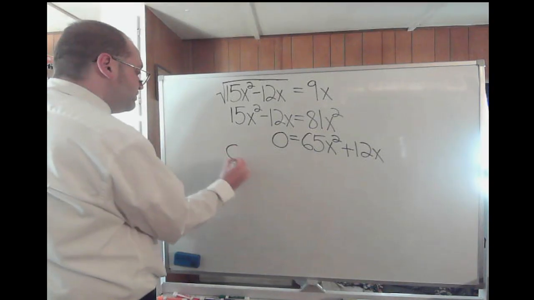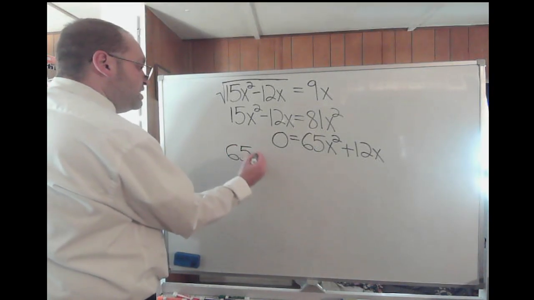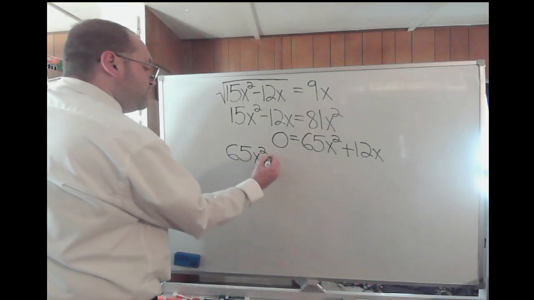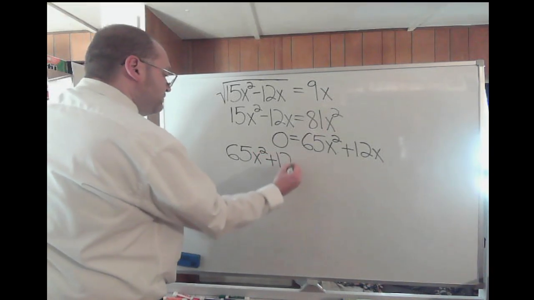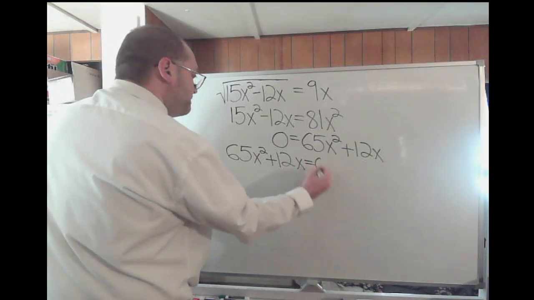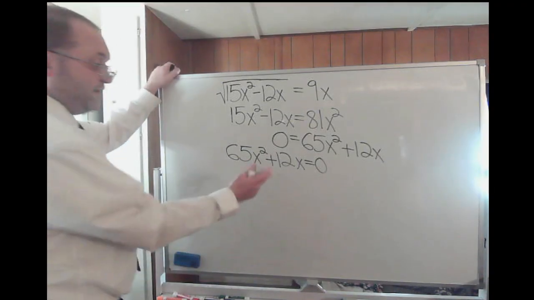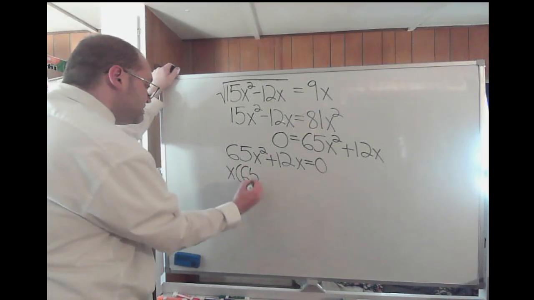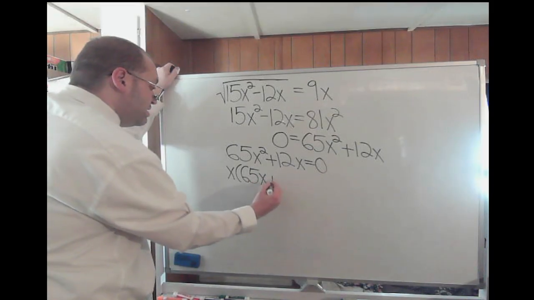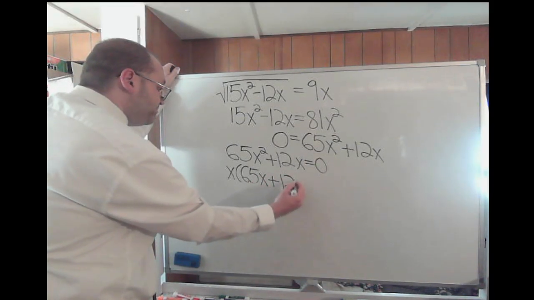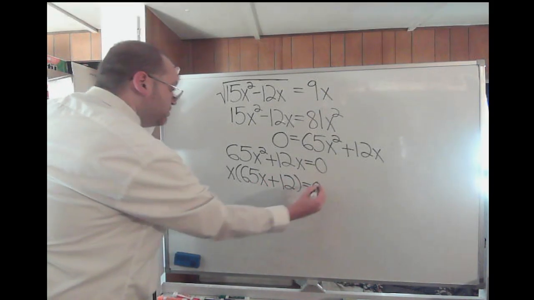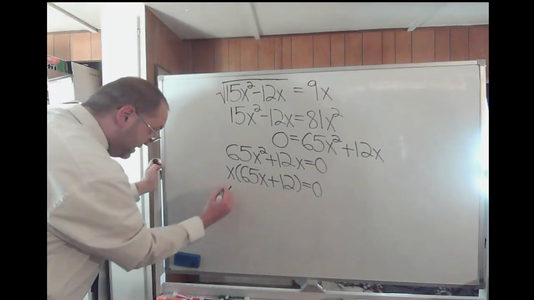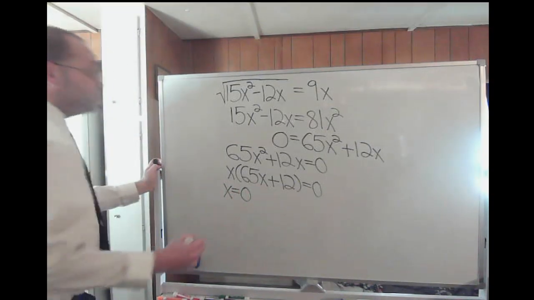Now let's switch this around. I would get 65x squared plus 12x equal to 0, which now I can factor out a common x. I would get x times 65x plus 12 equal to 0, which means I would get x equals 0 as one of my solutions.